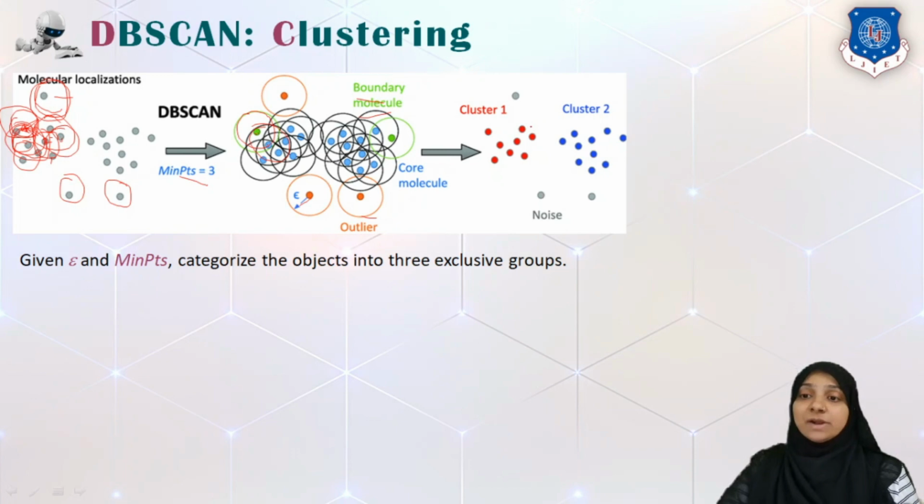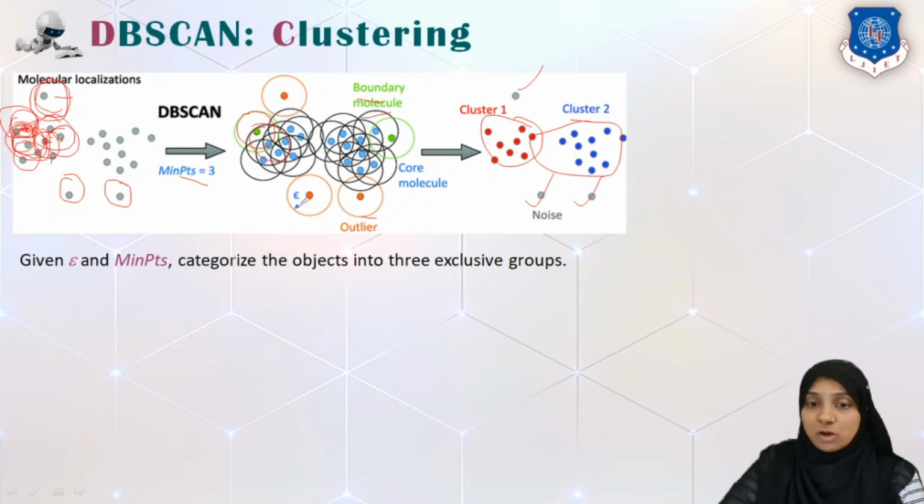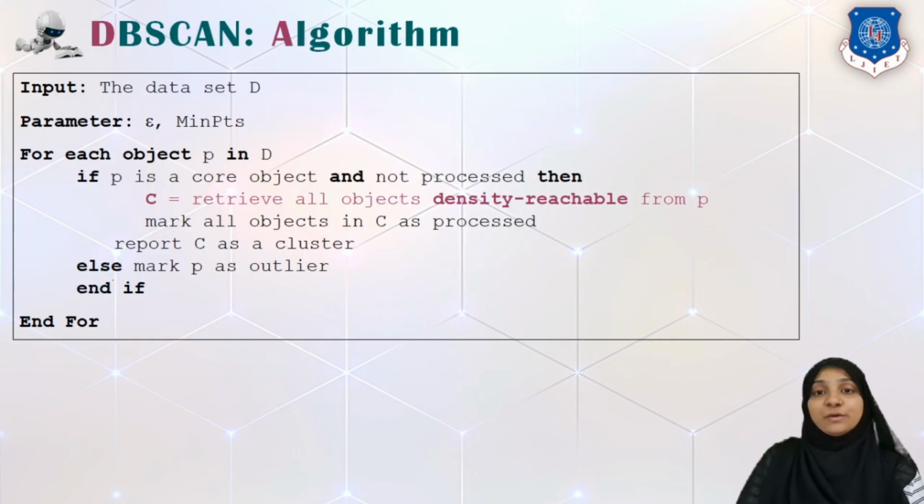So basically our output will be cluster 1, cluster 2, and we have separated out three different noise points or outliers. So the DBSCAN algorithm is very simple. We are given some data points in our data set D. Input parameters are epsilon and the minimum points that we would like to have in our region, which defines the size of our neighborhood boundary.